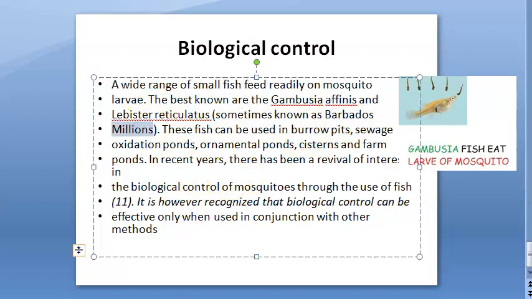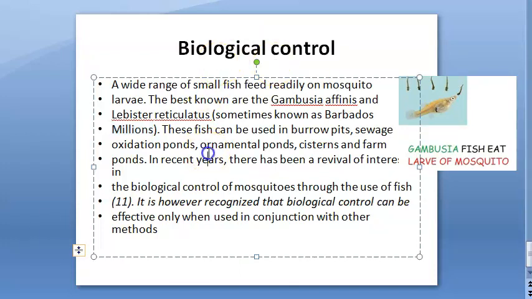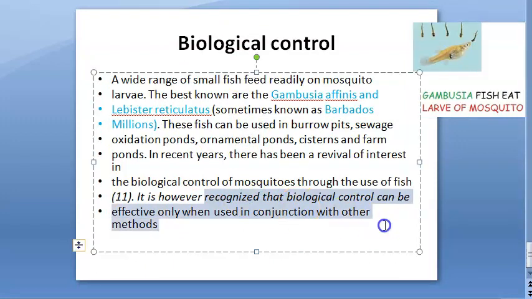Can you say these names, guys? Gambusia affinis, Lebistes reticulatus, also known as Barbados millions. Wow. So there are many names. If you write them, you'll get nice marks. So these fish feed on the larvae, which is very good for us, right? But just note that it is not enough to only put in these fish, you have to take other measures also. That's why it is integrated vector control, right?